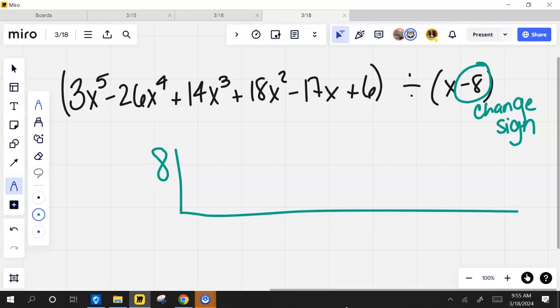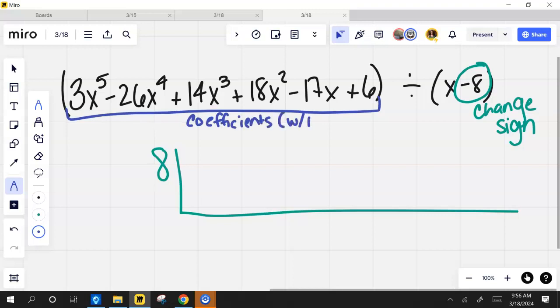Now the top row is going to be the coefficients of all of these, but you need to make sure you have placeholders if you need them. In other words, 5, 4, 3, 2, 1, constant. I don't need any placeholders. So on this first line, I'm just going to write 3, -26, 14, 18, -17, and 6. And I'll give you a second to catch up with me.